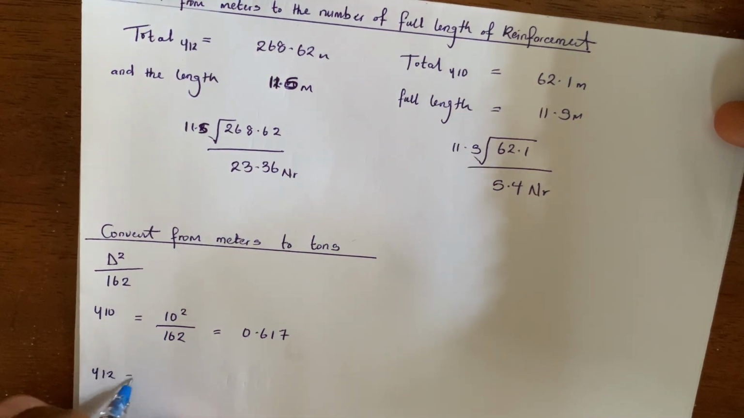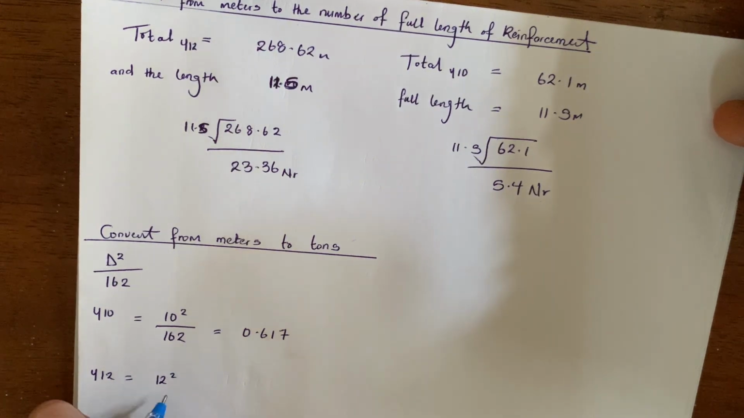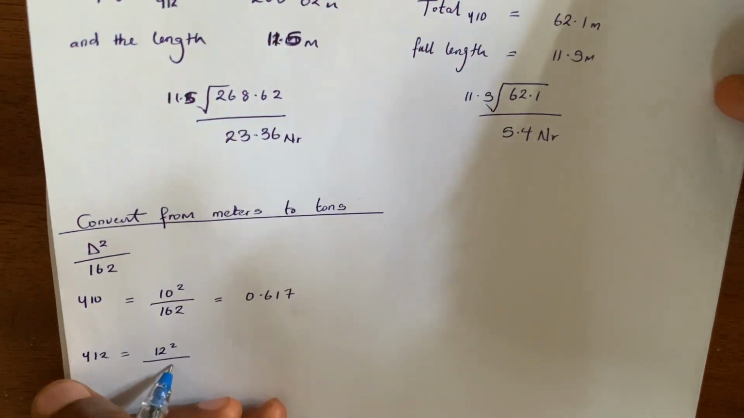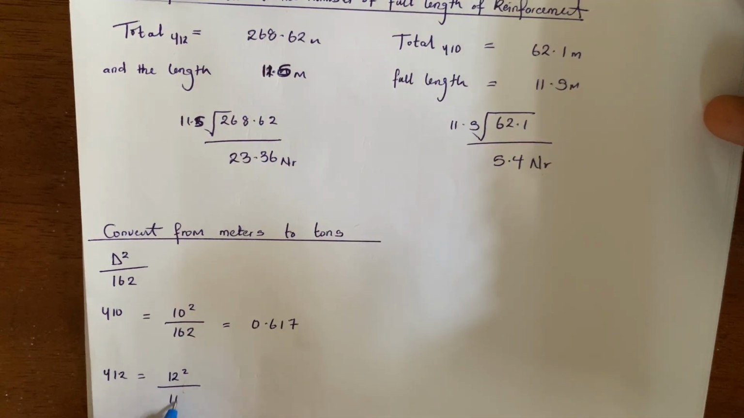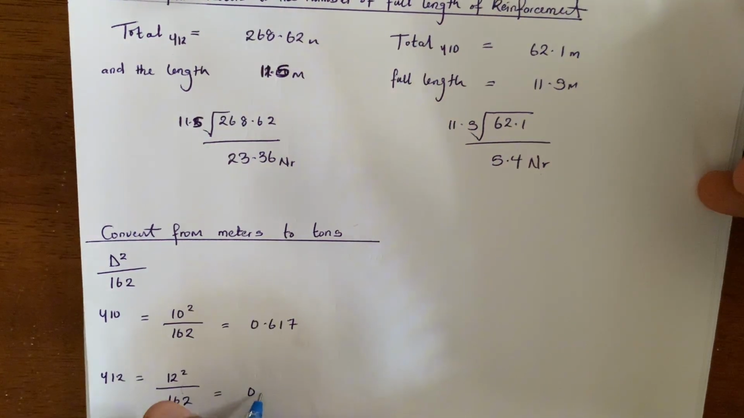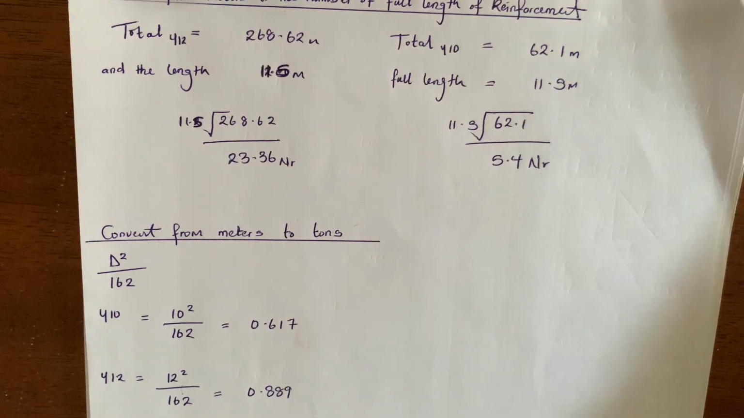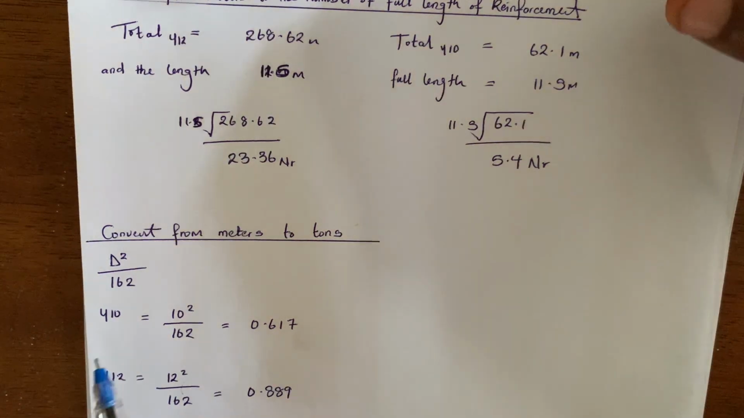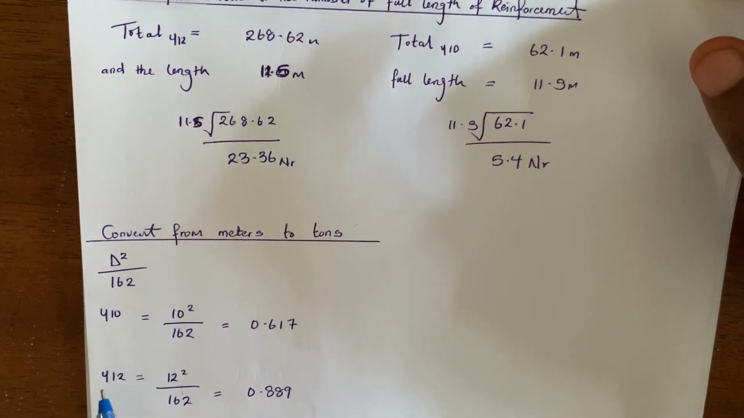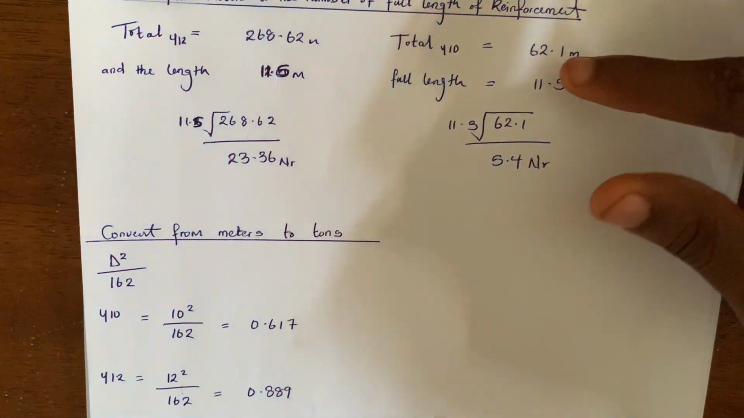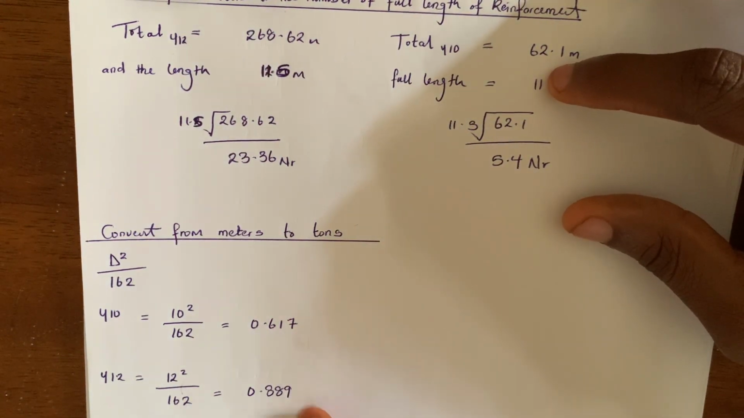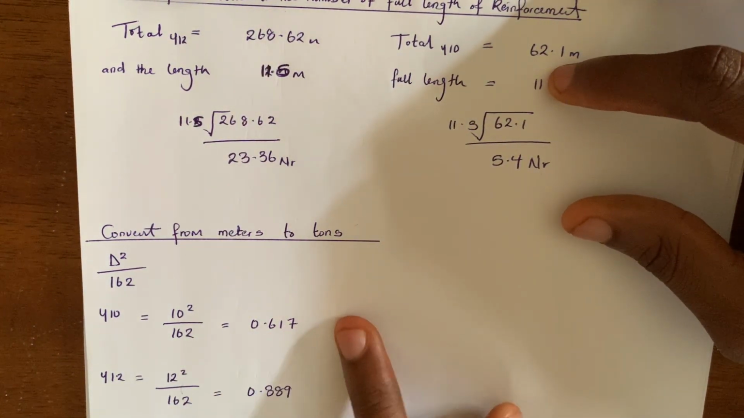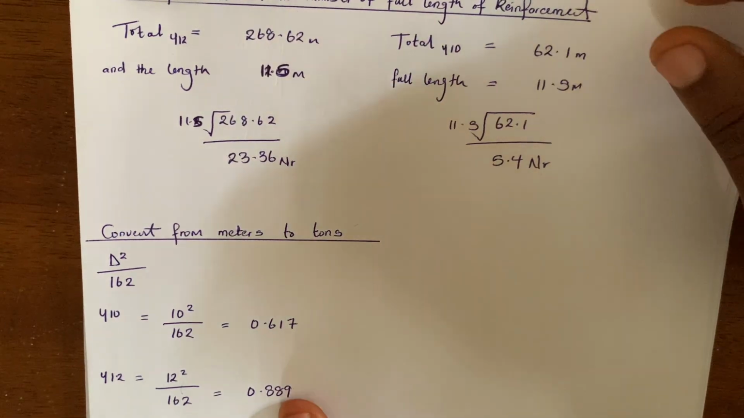Similarly, Y12, 12 square divided by 162, gives 0.889. So you do the same thing for whatever size of bar you are given. So now in this diagram, we need only Y10 and Y12. So we've already gotten the constants: for Y10, 0.617, and for Y12, 0.889.